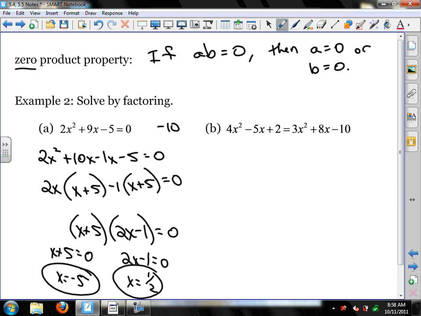Always a good idea to check. Solving by factoring with quadratic equations like that should not give us extraneous solutions, so it's not like you should have to cross out one of them. It should all check. Press pause. Questions on how to do that one? Excellent. You do part B.